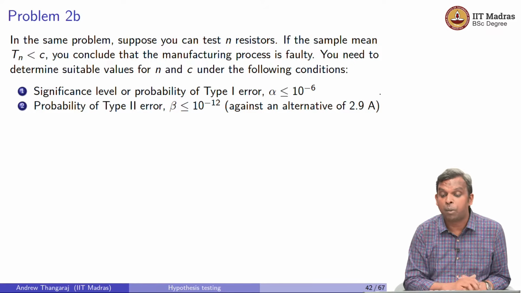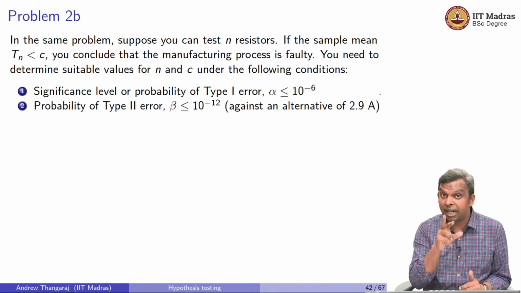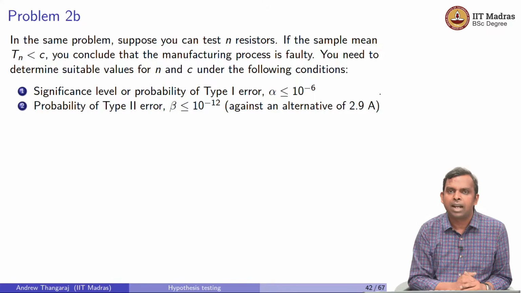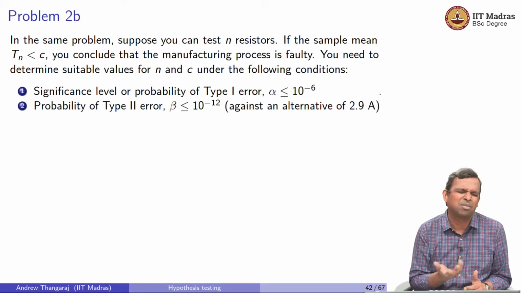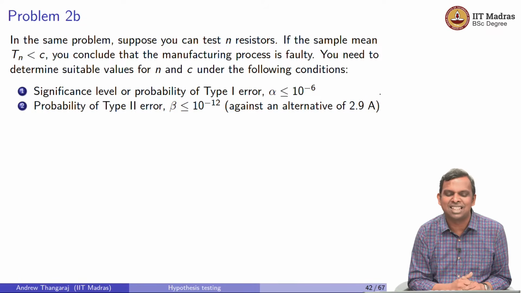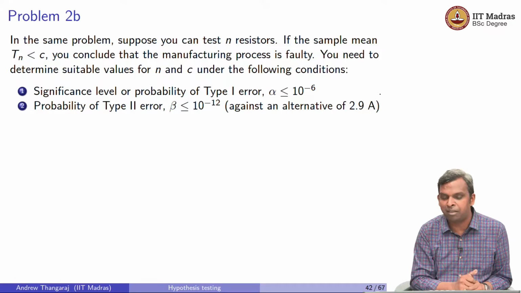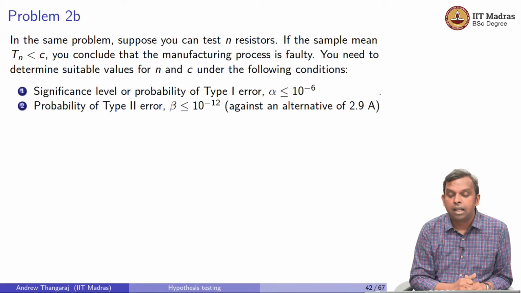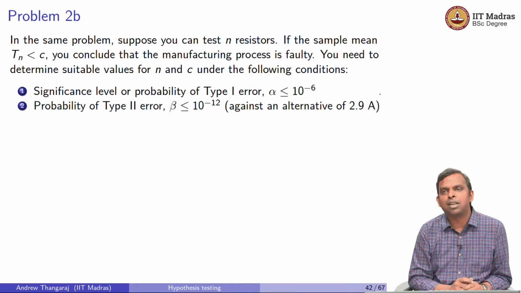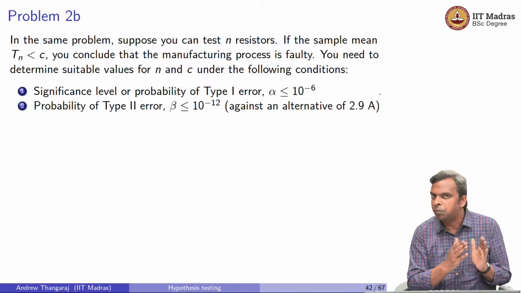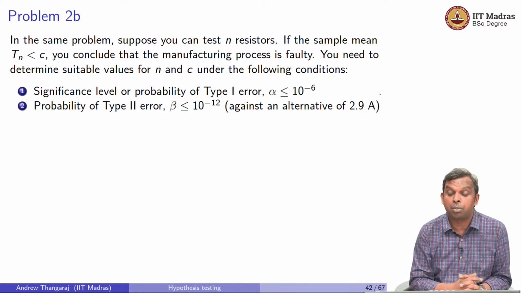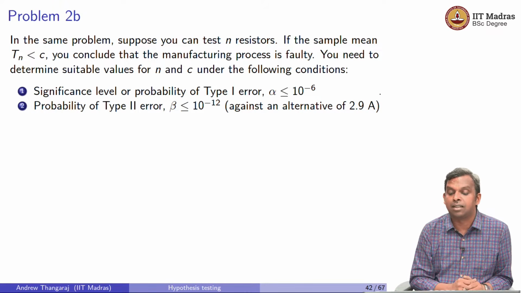So here is the same problem. I'm saying you have to decide how many resistors you have to test, and generalize the test. Don't say Tn is less than 2.95. Maybe it's good enough, but let's say less than C, some C. I'm willing to play with that C. Can you determine suitable values? You want to keep n as small as possible, so that you can be reasonably sure, but I want the significance level, the probability of type 1 error, to be less than or equal to 10^-6.